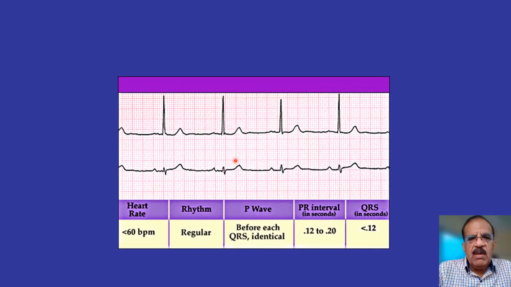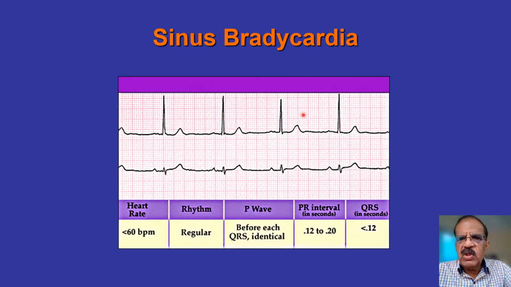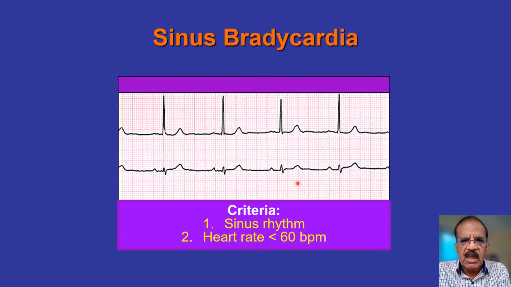Now, what do you see about this ECG? This one. This is, I think, a drawing for the purpose of clarity. It is sinus bradycardia. What is sinus bradycardia? When rhythm is sinus but heart rate is less than 60 beats per minute. So these are the two criteria.